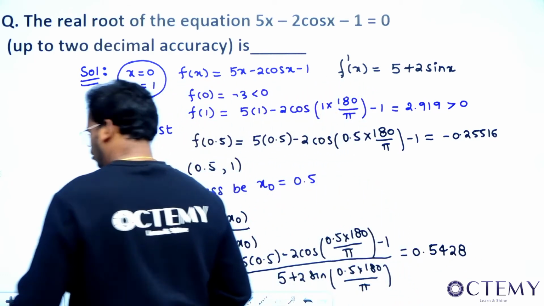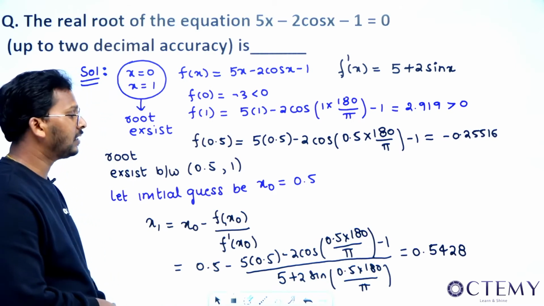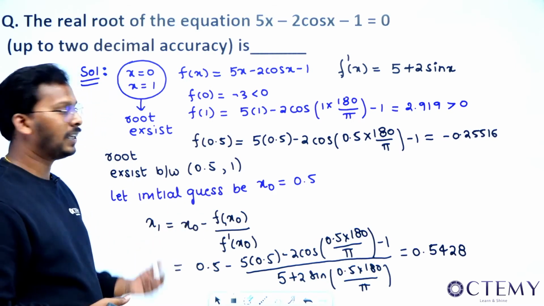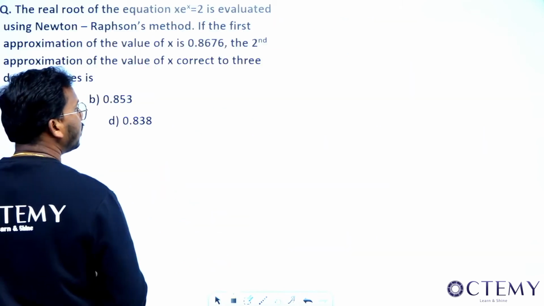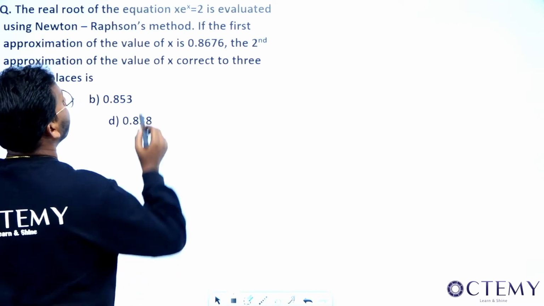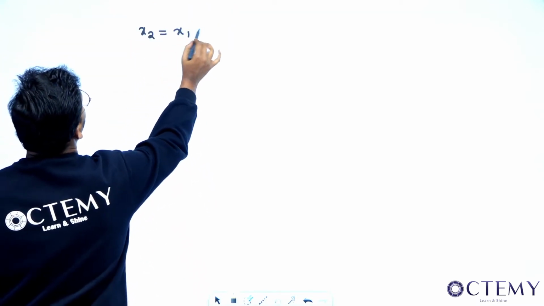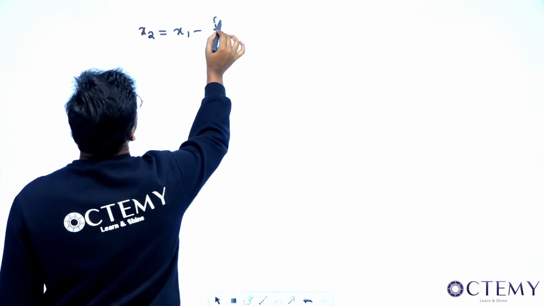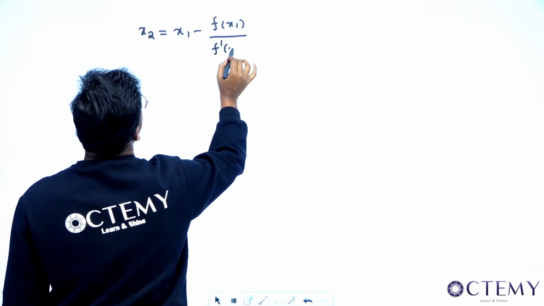Now, if you do one more iteration, then you will clearly understand. If the 0.54 repeats, then it is called basically 2 decimal accuracy. Let us do the next one. If I do the next iteration, say x2, that would be x1 minus f(x1) divided by f dash of x1.